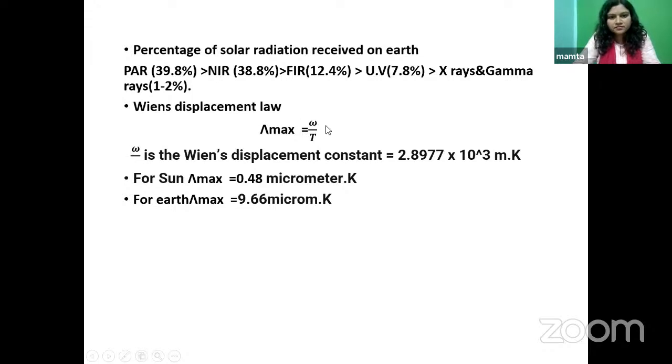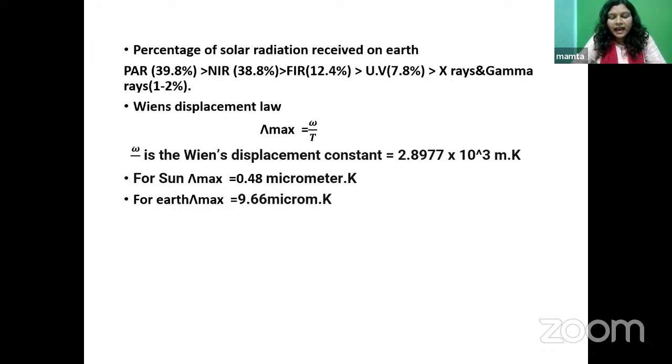temperature. This is Wien's displacement law, where omega is what? It is Wien's displacement constant, and its value, if you convert it into micrometer, is 2897 micrometer Kelvin. Remember this data. And for the sun, if you calculate the lambda maximum, omega is 2897 micrometer Kelvin.